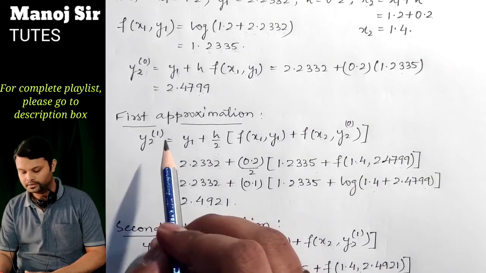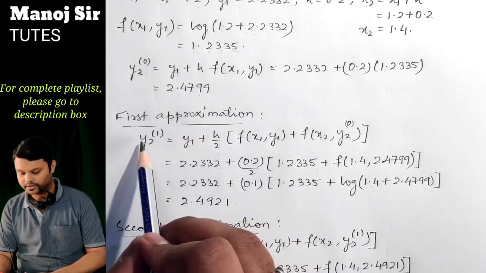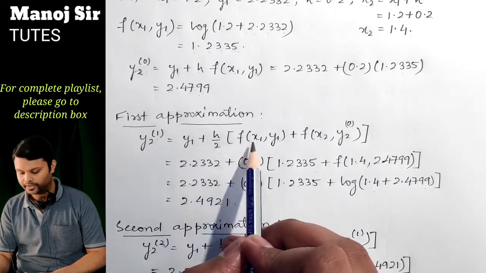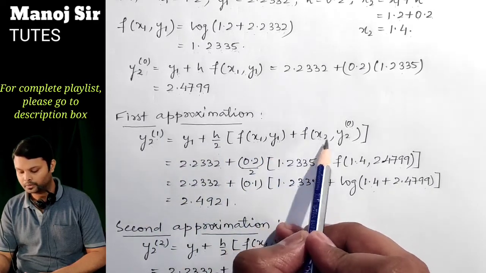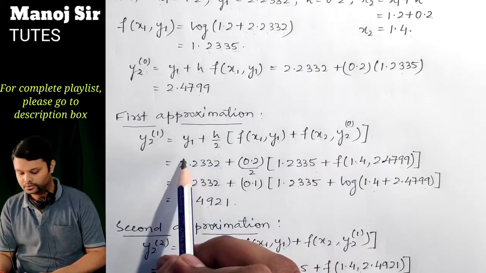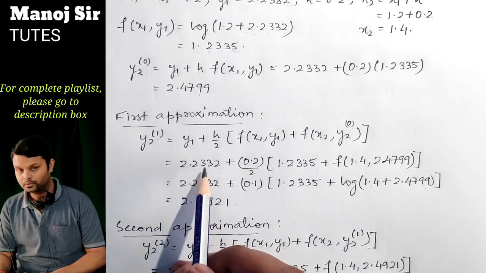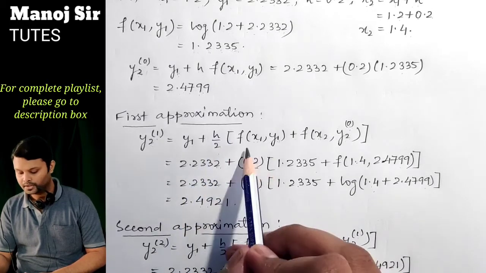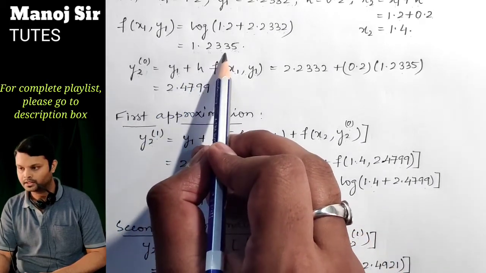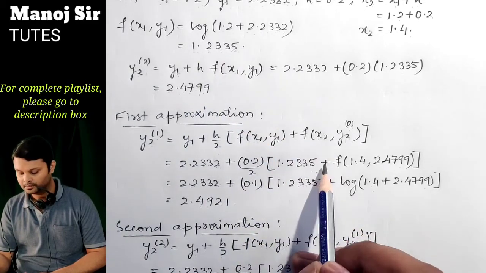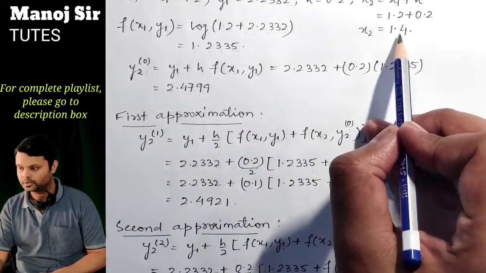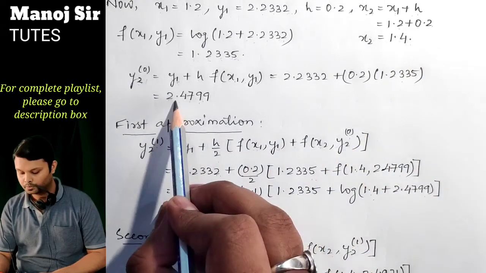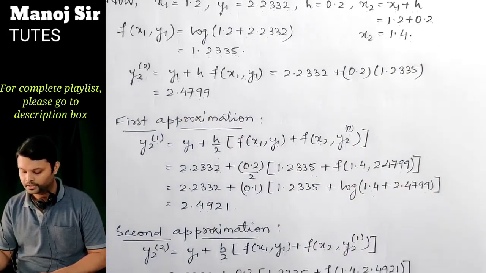Okay. Now after finding the initial approximation with the help of Euler's method formula, we will take the help of the modified Euler's formula to find the first approximation, that is y2 1, and that equals y1 plus h upon 2 into f of x1 comma y1 plus f of x2 comma y2 0. So y1, that is 2.2332, plus h, that is 0.2 upon 2. What is this? That is 1.2335. Write this as it is, plus f of x2, that is 1.4, and y2 0, that is 2.4799.